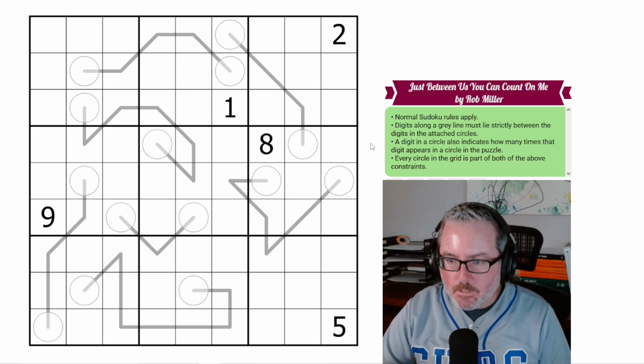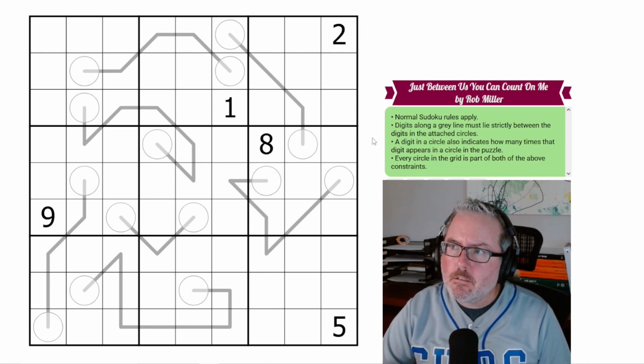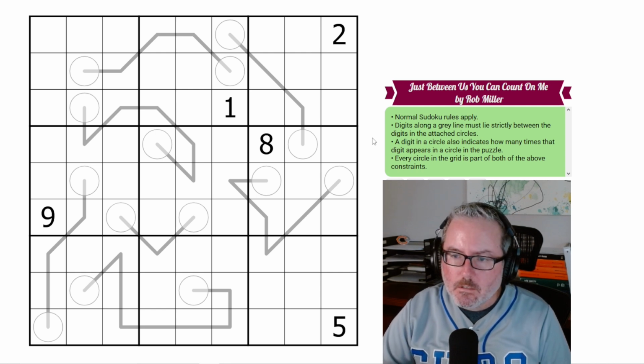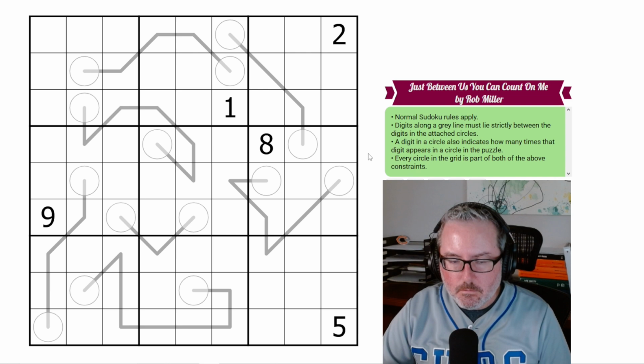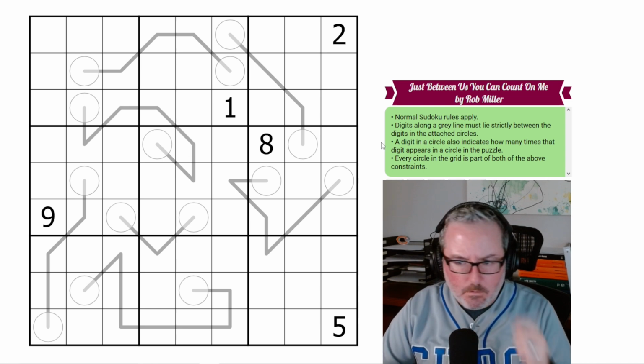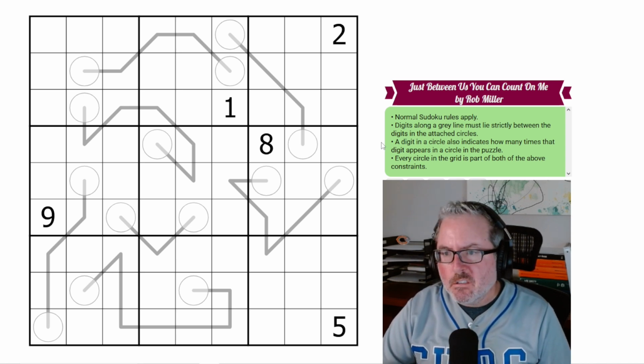Now, there's one last part of this rule. It says every circle in the grid is part of both of the above constraints. Okay, that makes sense. I'm not sure that needed to be stated. Yeah, it must be just as a clarification. I don't believe you have to state that for it to add anything necessarily to the rules. I'm trying to think about why it might.